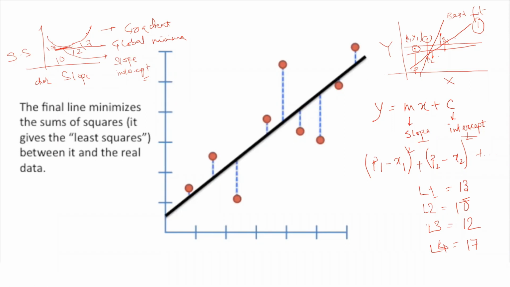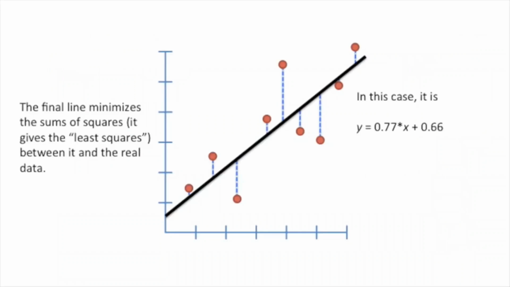Any question? Okay, so as you understood, since you got the optimal value of your slope and your intercept, you can just put the optimal values, 0.77x and 0.66. We can calculate this using a statistical tool or a programming tool, and we will probably do this in our exercises.